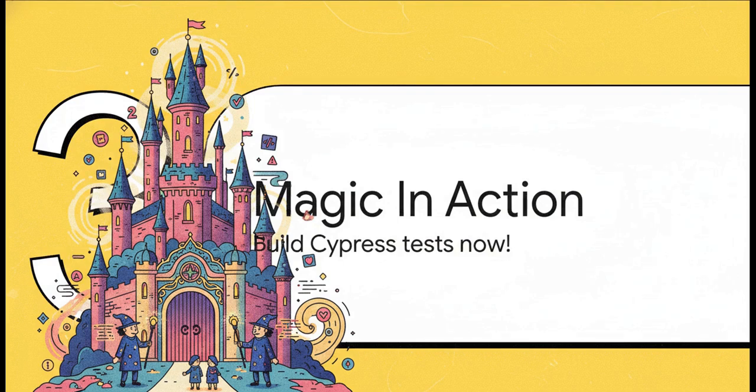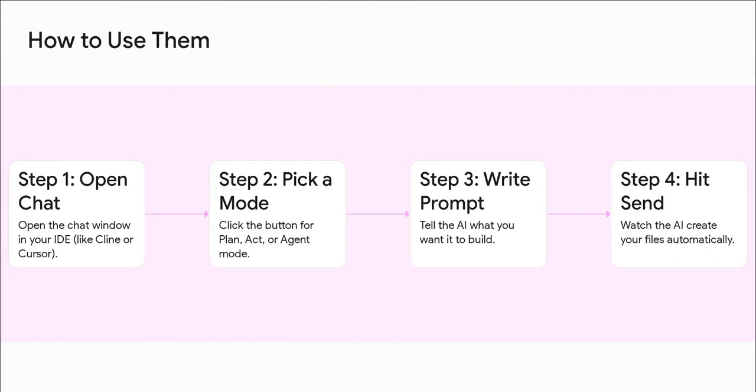We're going to pretend we have a Magic Castle app, and we need to build tests for the login gate to make sure only the right people get in. This is something almost every website has, so it's a perfect job for our wizards. So how do you cast your spell? It's actually pretty easy.